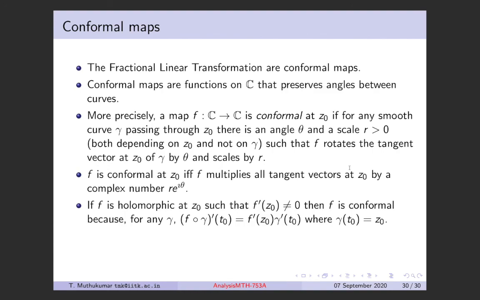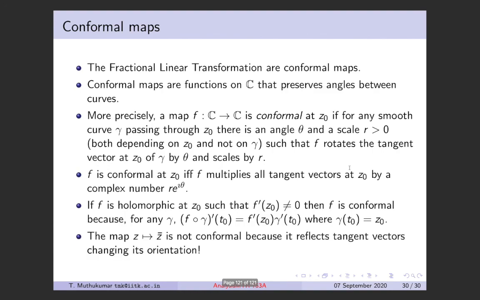Now what is an example of a non-conformal map? The conjugate function is not conformal. What the conjugate function does is that it reflects the points along the real axis. So it doesn't change the length of the tangent vector and so on, because it just reflects it. What it does is change the orientation of the tangent vector, and that is why it fails to be conformal, because by our definition of conformality, you should also be preserving the orientation, right? So that is an example of a non-conformal map.